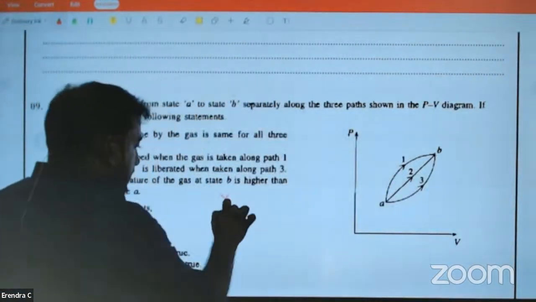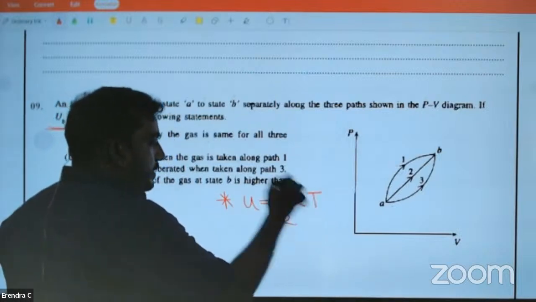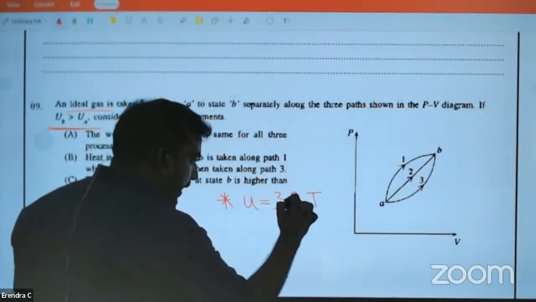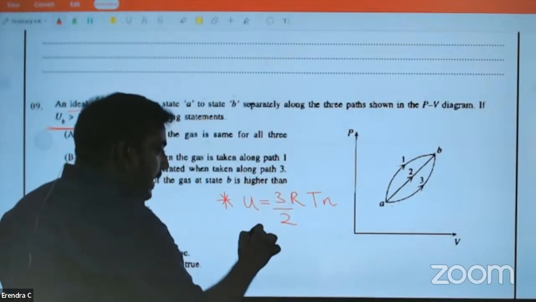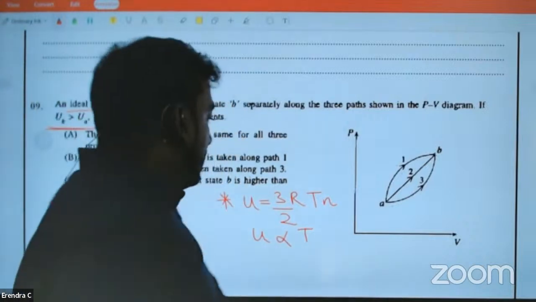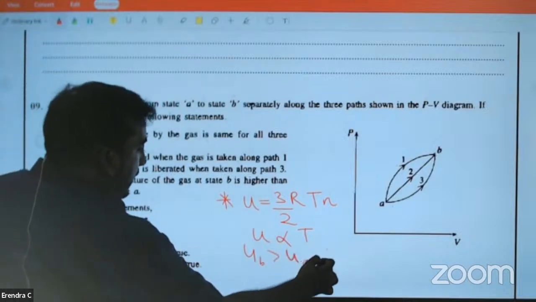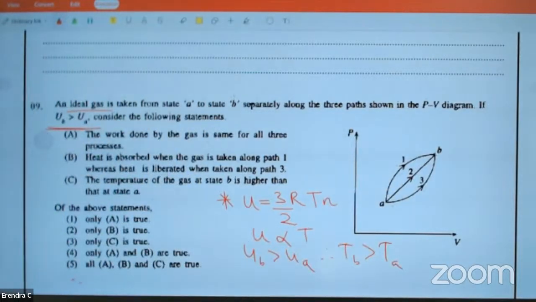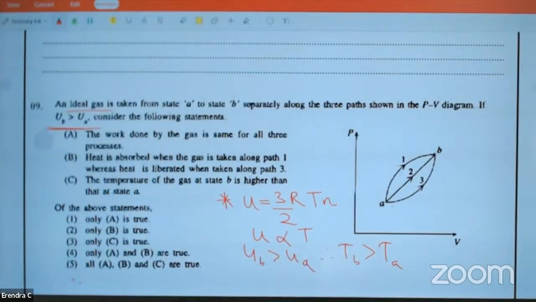Now, these are the notes. Internal energy is 3 over 2 RT. If there are n moles, 3 over 2 nRT. Internal energy depends on the absolute temperature. Now they are telling you UB is larger than UA. That means temperature at B is larger than temperature at A. Right. Keep that in your head.